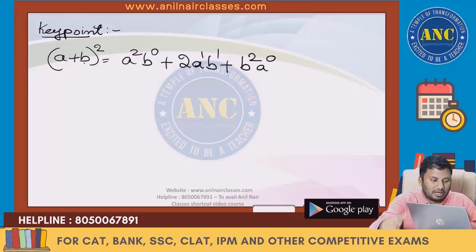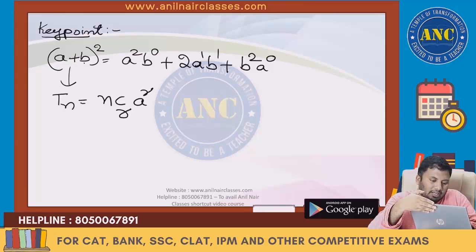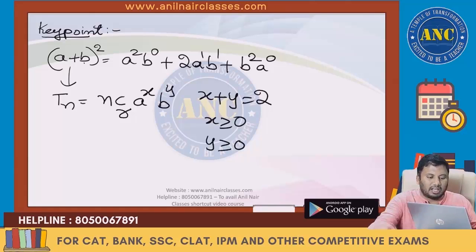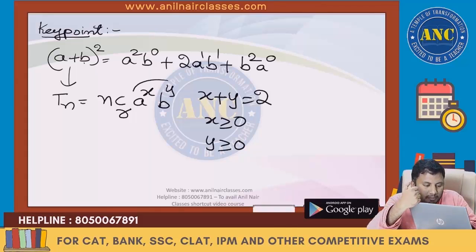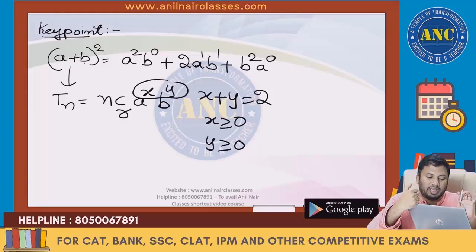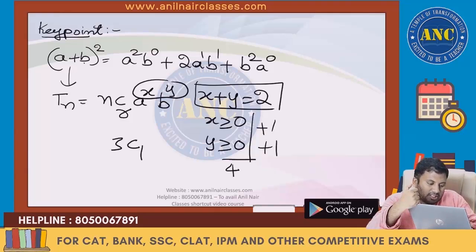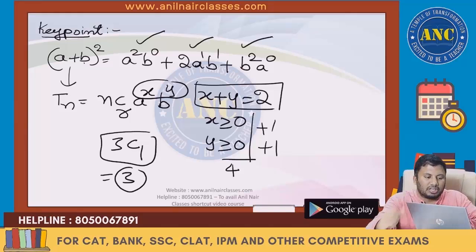Now if you observe, the nth term is given by nCr. Can I write it like this, a power x b power y, where x plus y is 2 here, x is greater than or equal to 0, y is greater than or equal to 0? Am I right? The sum of these powers should equal the power. x plus y equals 2: 0 plus 0, plus 1, 2 plus 2, 4. 3C1 is 3, which is the number of distinct terms.